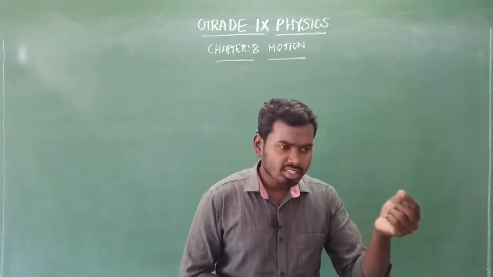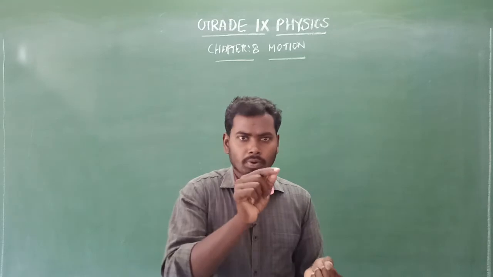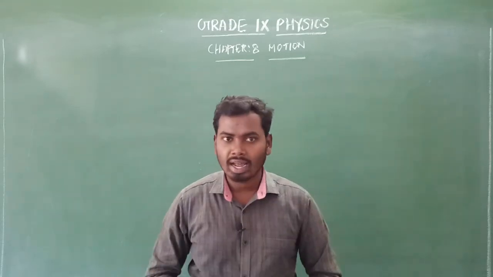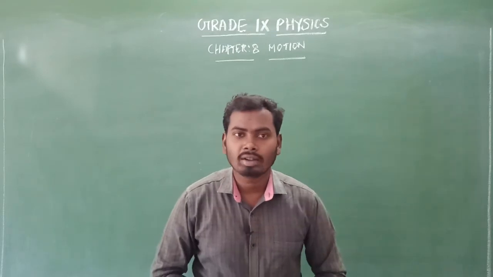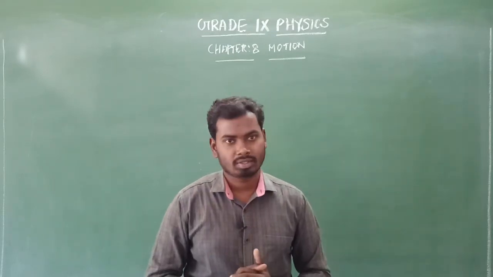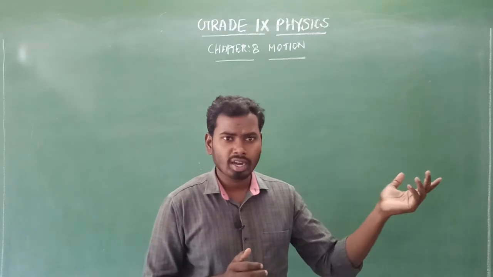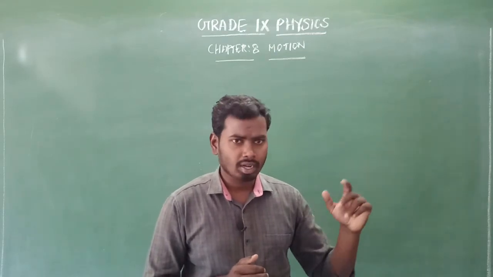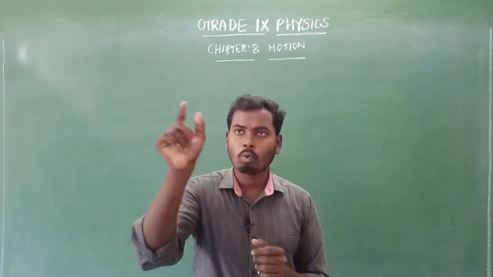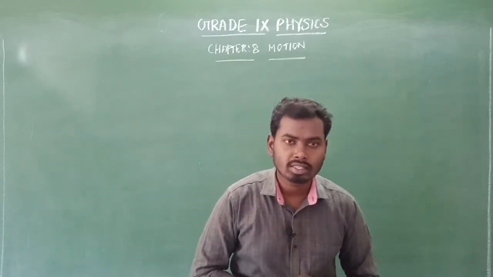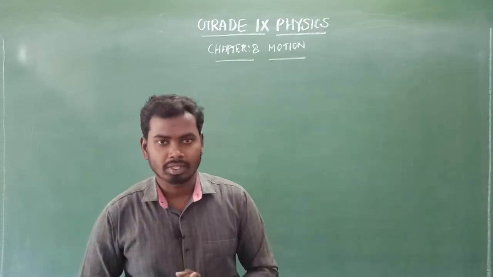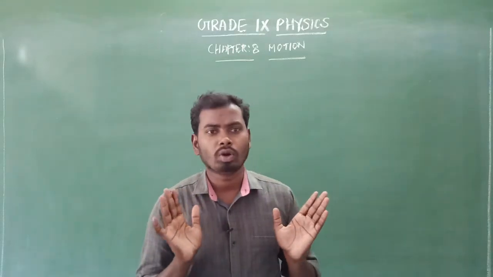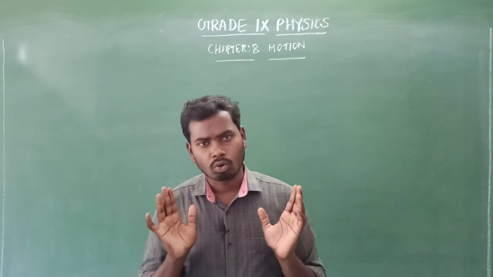Next, in a velocity time graph, what does the slope show? The slope of the object shows the acceleration of the object. Because the velocity time graph is used to find out only acceleration as well as displacement, but the slope only shows the acceleration of the object. Is there any doubt? I hope there will be no doubt.